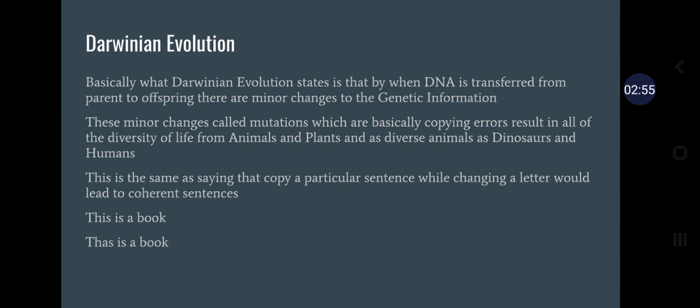Look at the two sentences here. "This is a book." This is a coherent sentence, right? The next sentence is "das is a book." This is gibberish. It doesn't make sense, right? This is not a coherent sentence, and just by changing one letter, see how easily the meaning and information is lost. So this is what Darwinists are claiming basically leads to all of the diversity in life.